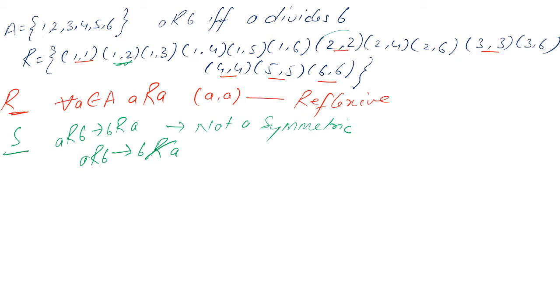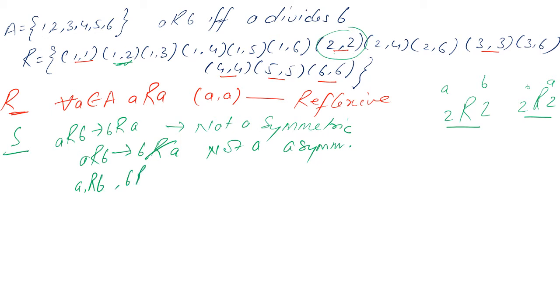But if you see over here, (2,2), 2 is related to 2. So I can say if I take (A,B) and (B,A), 2 is related to 2. So I have a pair where (A,B) implies (B,A), right? So the presence of one (A,B) and (B,A) pair indicates that this is not an asymmetric relation. Now let us check for antisymmetricity. Antisymmetricity says if A is related to B and B is related to A, it should imply that A is equal to B, right?